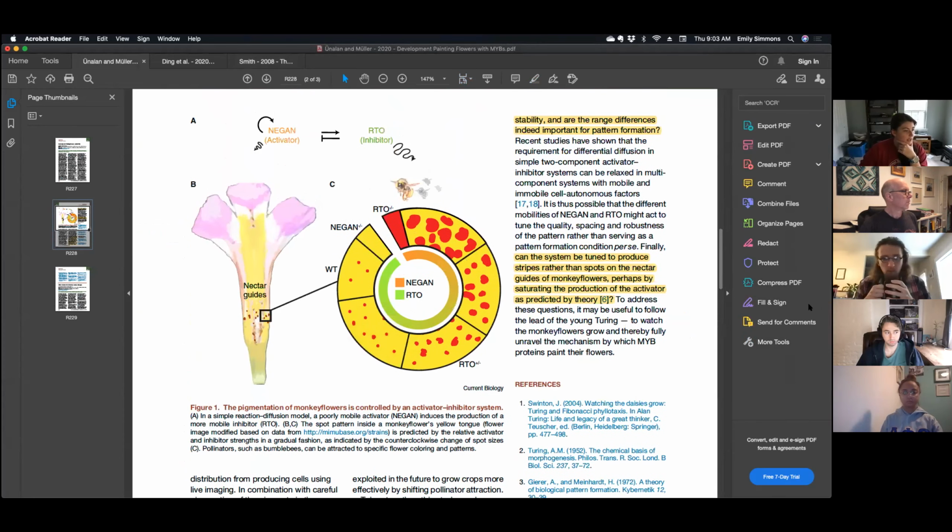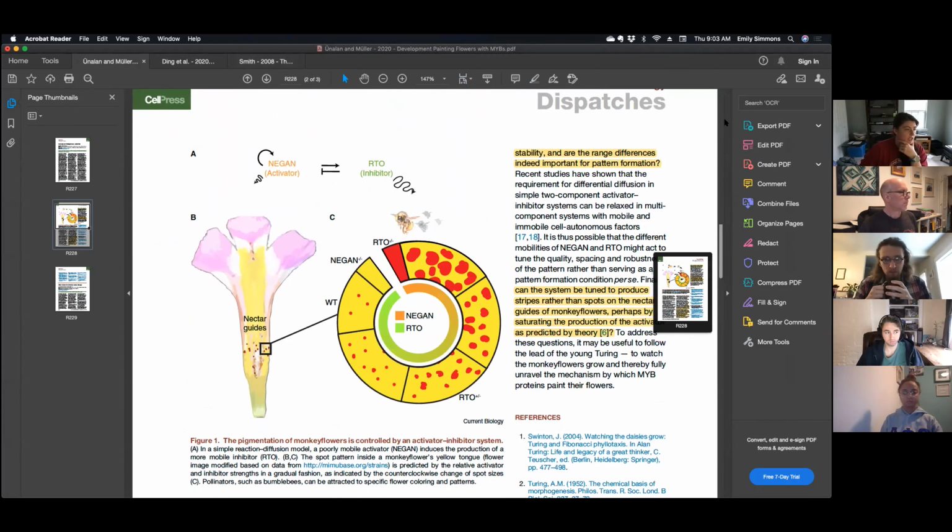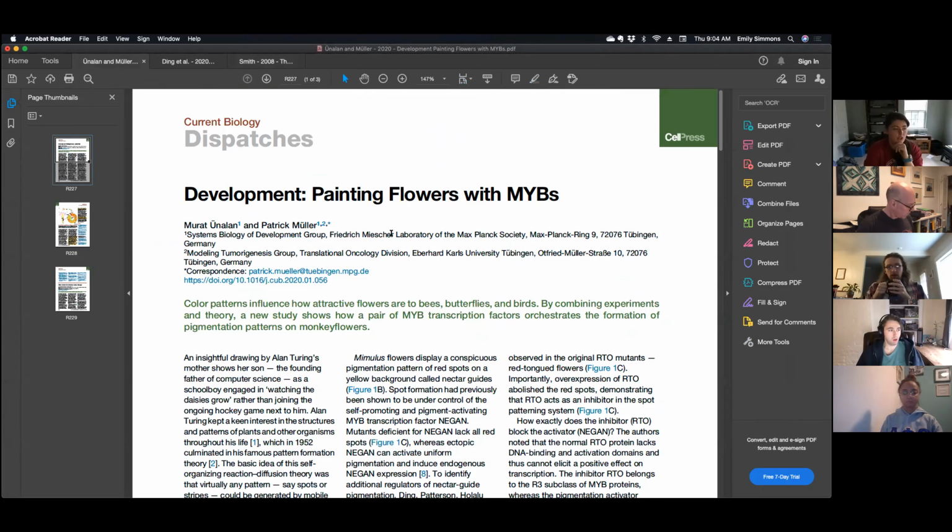So the paper that you were asked to read was looking at this review of the transcription factor network in Mimulus, or monkey flower, which is the organism that I study. And in particular, this reaction diffusion system is the one that I am studying.